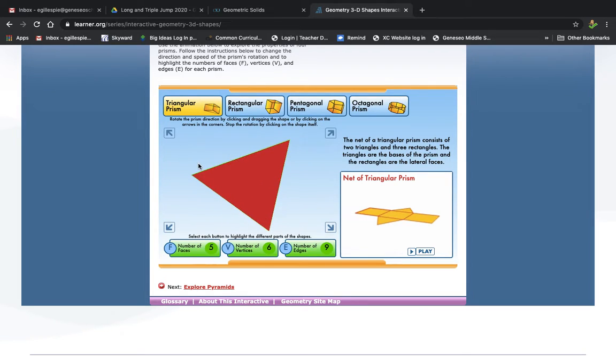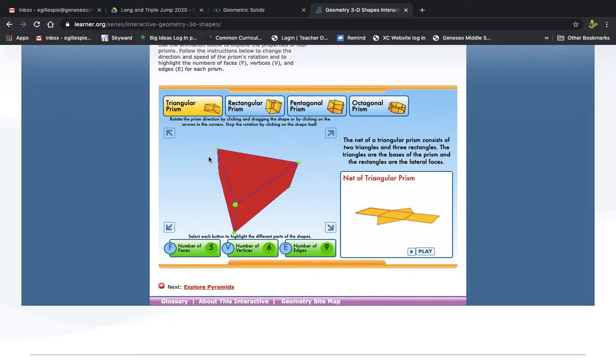So this would be another example of a triangular prism. I'll try to kind of move it so it's on its base there. Okay, so it's got 1, 2 triangles, and then going along the sides, 1, 2, 3 rectangles, right? So 2 triangles that are parallel and identical, opposite from each other, and then 3 rectangles. So 2 parallel and identical bases. It gives you all the data down here, number of faces, number of vertices, number of edges.